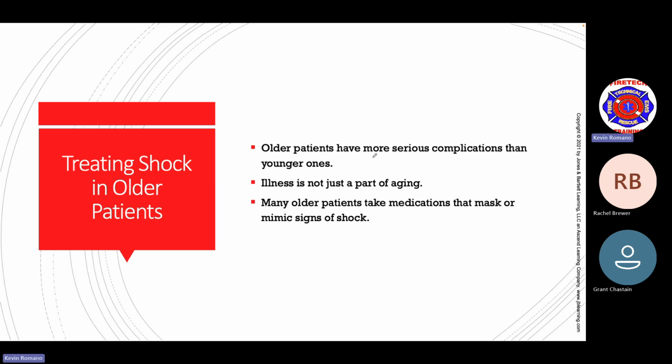So think of beta blockers, anything ending in -olol, like metoprolol. Patients that are on beta blockers will have a lower heart rate and lower blood pressure. So a patient that's elderly, on a beta blocker, and in shock, you may not have that tachycardia present. So you have to get your SAMPLE history. You've got to ask those specific questions.